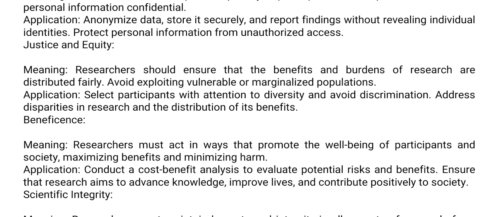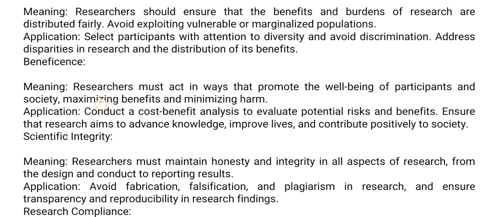Then, beneficence. Researchers must act in ways that promote the well-being of participants and society, maximizing benefits and minimizing harm. Conduct a cost-benefit analysis to evaluate potential risks and benefits. Ensure that research aims to advance knowledge, improve lives, and contribute positively to society.